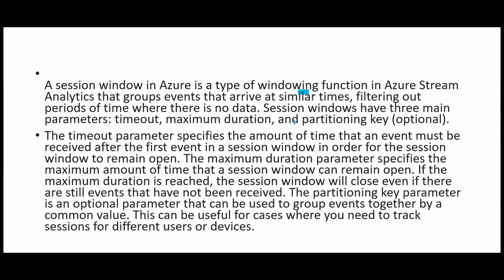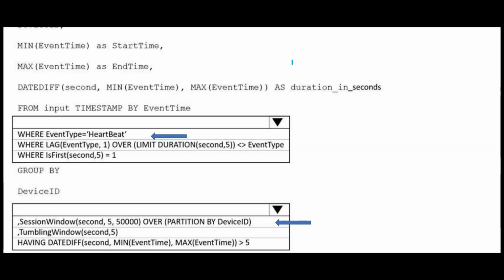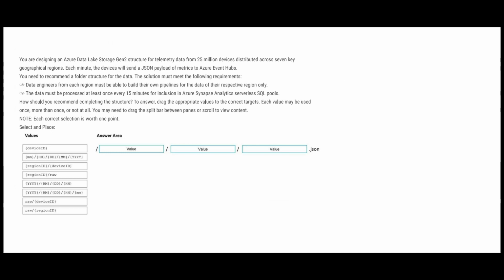So you can pause this video, read this carefully. The tumbling window, what it does is it divides the data stream into fixed size and non-overlapping. That means data cannot get duplicated here. Very good, because you want non-overlapping stuff, but you will have to specify a window of some sort, and this would be our final answer. Let us look at this question now.